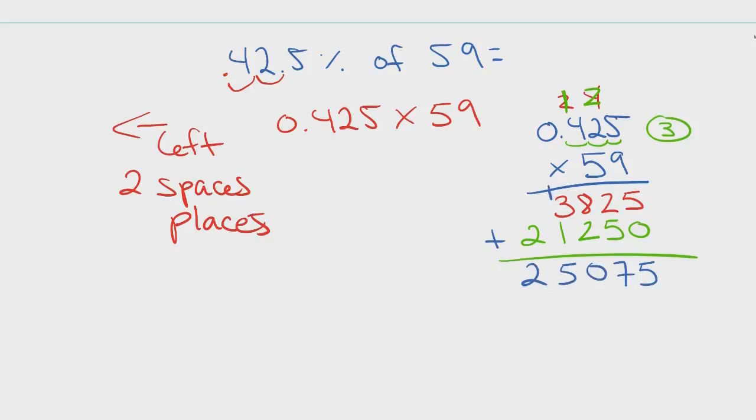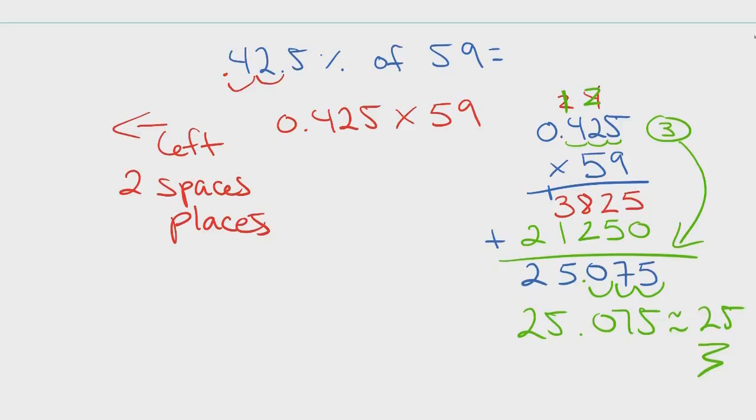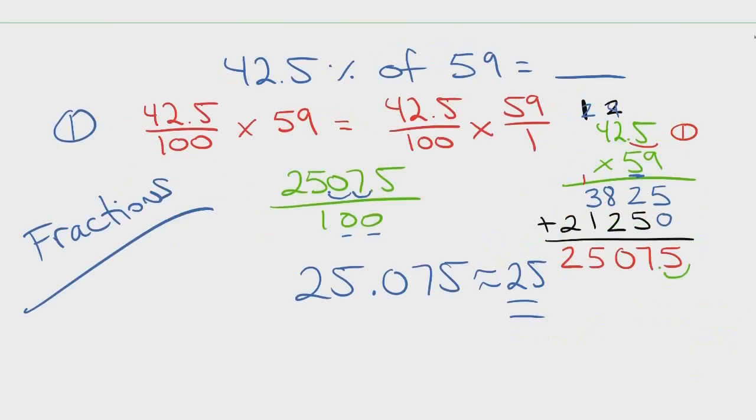And we get the same exact answer. But when we're done, we just move the decimal 1, 2, 3, because I had a 3 right there. And we get 25.075, which we estimate to 25. Same exact answer.